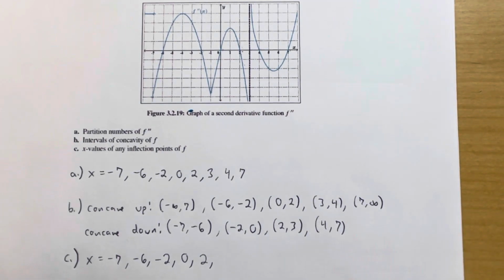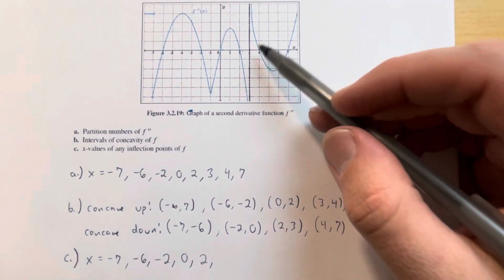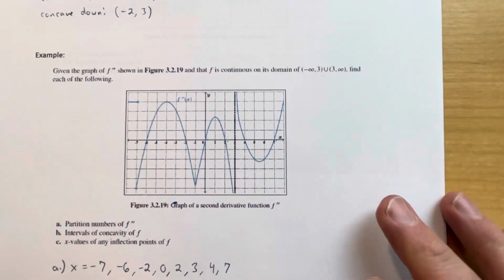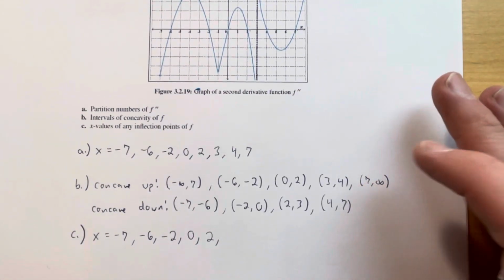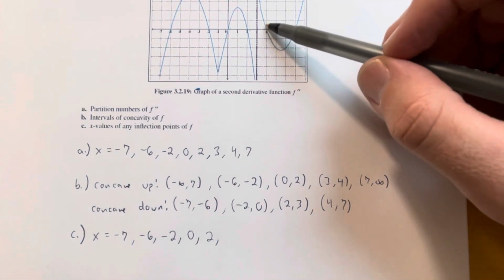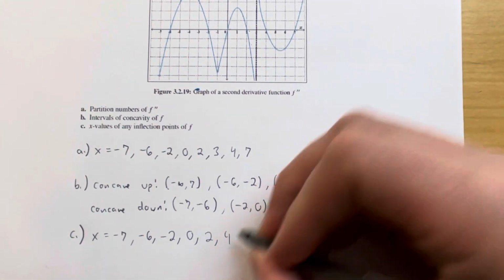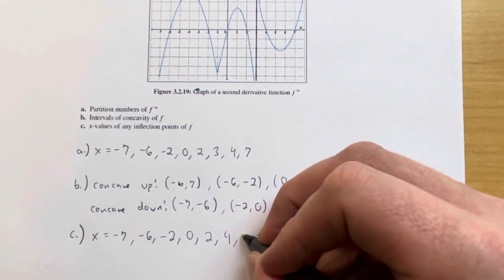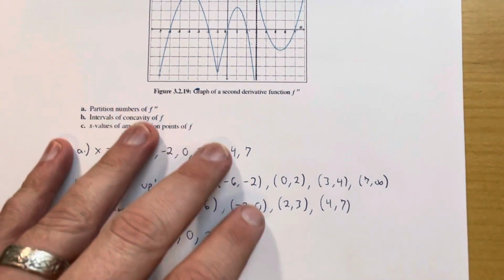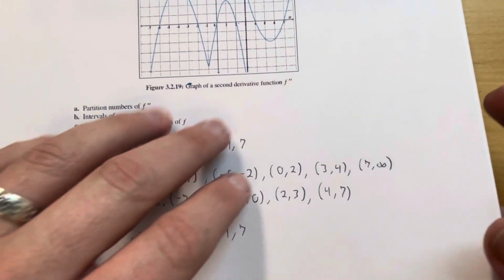Now we do not have a point of inflection at 3 because f is not continuous at 3. That's a condition that's necessary for a point of inflection. So we're not going to include 3 in our list, but we will include 4 because there's a change happening there, and then 7 because of the change happening right there. So we do have points of inflection at all of those locations, but I can't really say anything more than that. Okay?